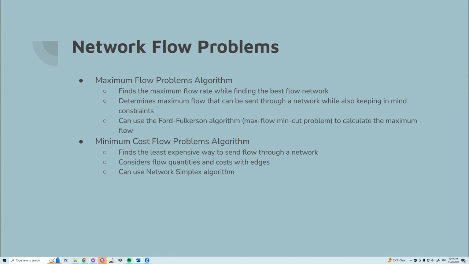The minimum cost flow problem algorithm finds the least expensive way to send flow through a network, and it also considers flow quantities and costs with edges. We can use the network simplex algorithm to solve this.